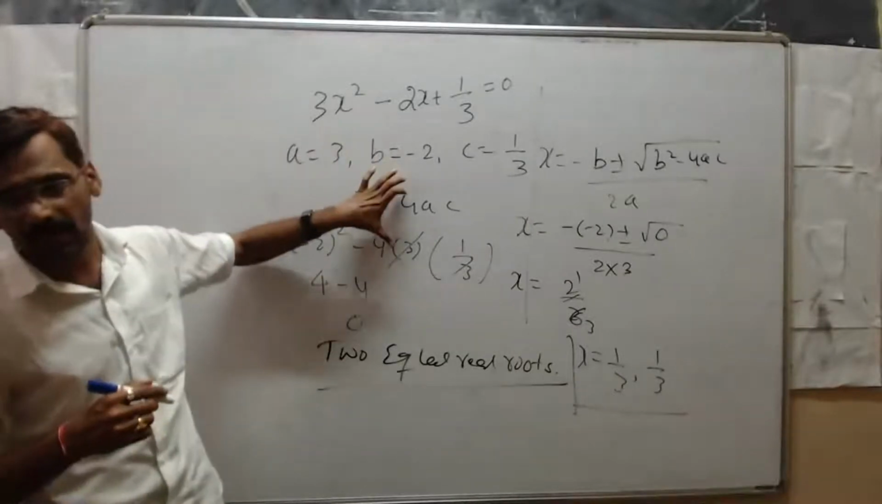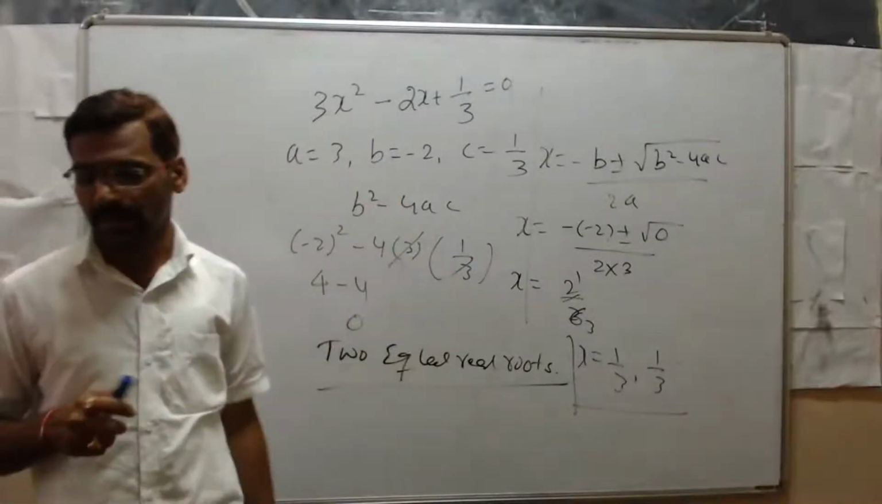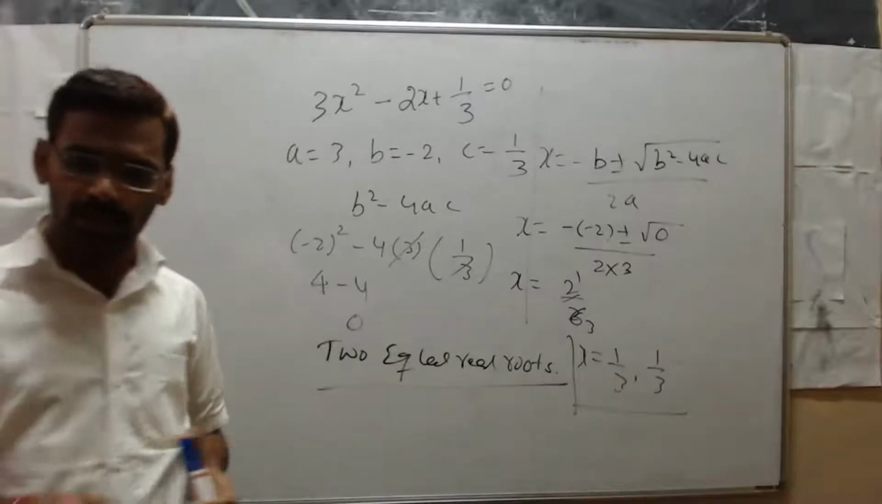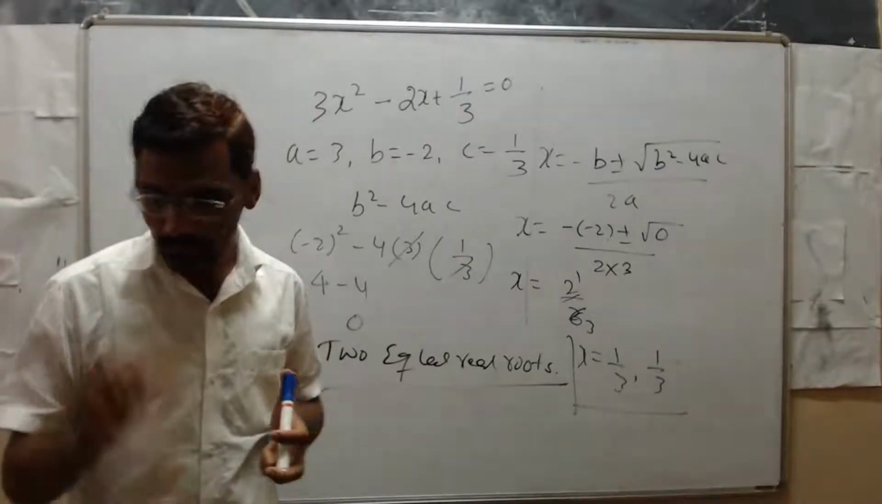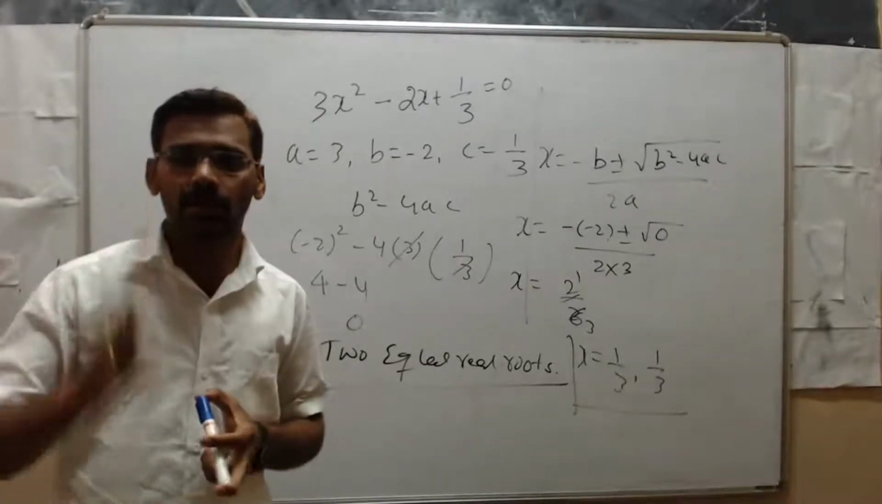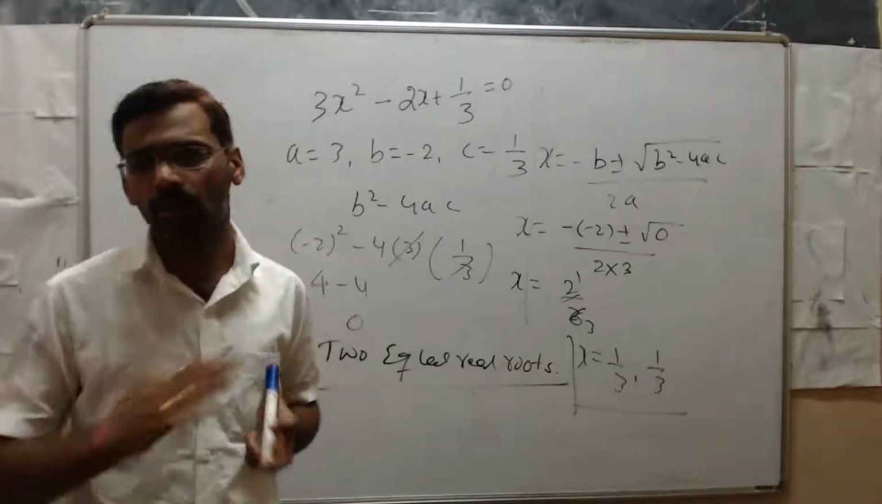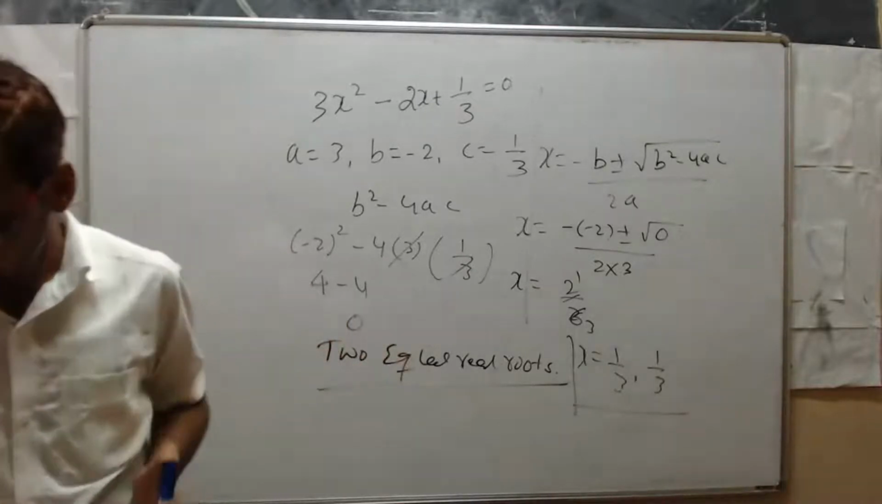First with the help of the discriminant part, we have to decide the nature of the roots. If b square minus 4ac value is positive, two distinct real roots. If it is equal to 0, two equal real roots. Negative, no real roots.